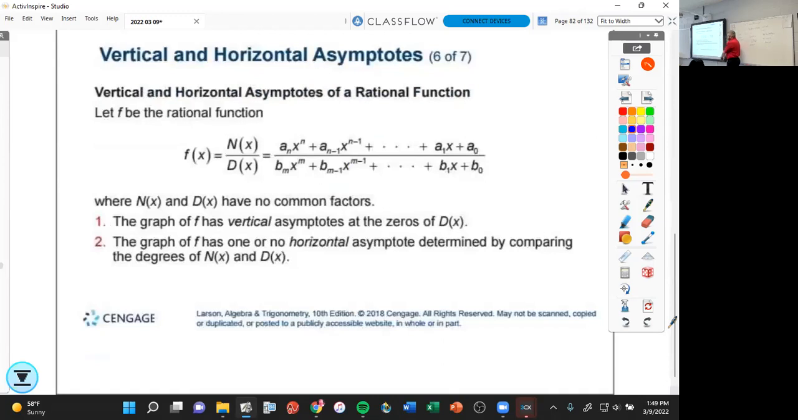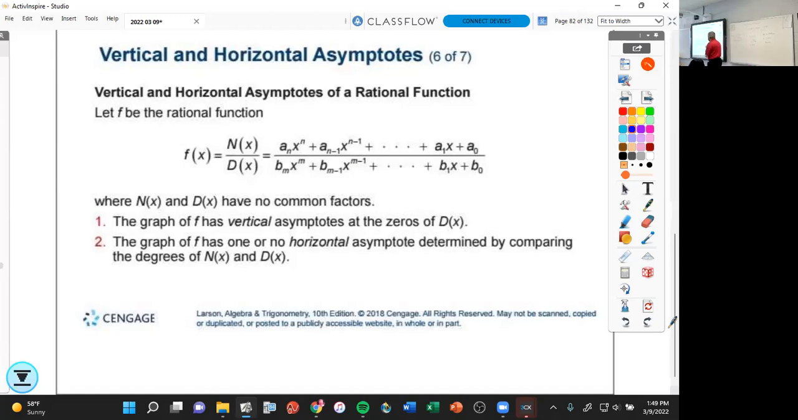Here is a beautiful rational function. This is the general form of a rational function. I have a polynomial in the numerator. I have a polynomial in the denominator. N of x and d of x have no common factors, meaning I cannot factor something out of the top and something out of the bottom and they cancel. We'll talk about that later. Right now we're saying, okay, these polynomials are totally reduced and we're going to look for vertical and horizontal asymptotes. You cannot look for vertical and horizontal asymptotes until it's been simplified.